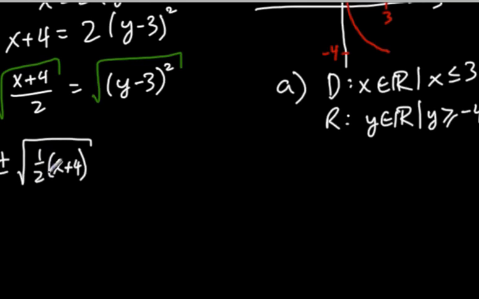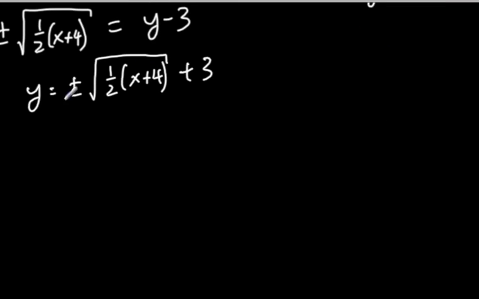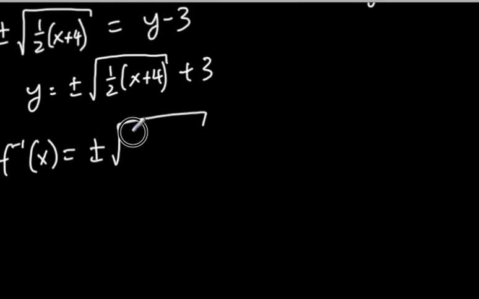The reason why I write it this way is so I know what the horizontal stretch will be. And this is equal to y minus 3 because the square root and the square cancel out. Finally, I just want y. So y is equal to plus or minus square root of half x plus 4, and this is going to be plus 3 because I'm adding 3 to both sides. So my final step is don't leave it as y, write it as f inverse. So f inverse of x is plus or minus square root of half x plus 4, plus 3.